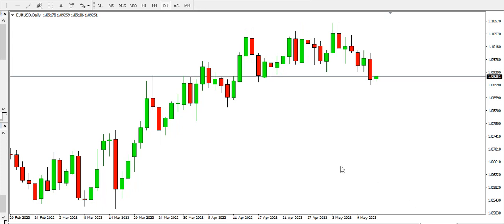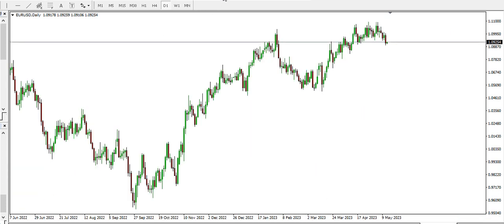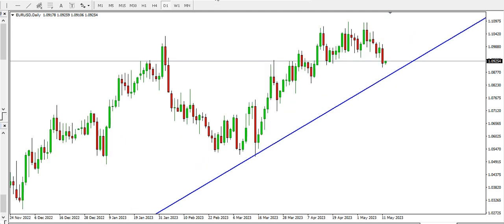Let's quickly look at EURUSD. EURUSD is also showing us on the daily time frame that the trend is bullish. We have a bullish trend on the daily time frame.